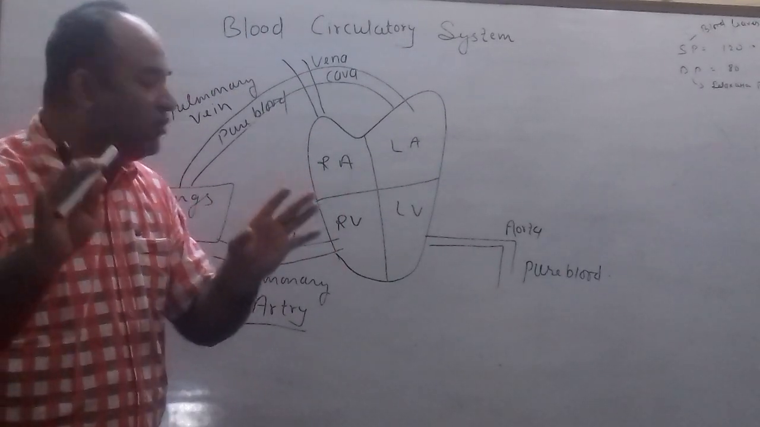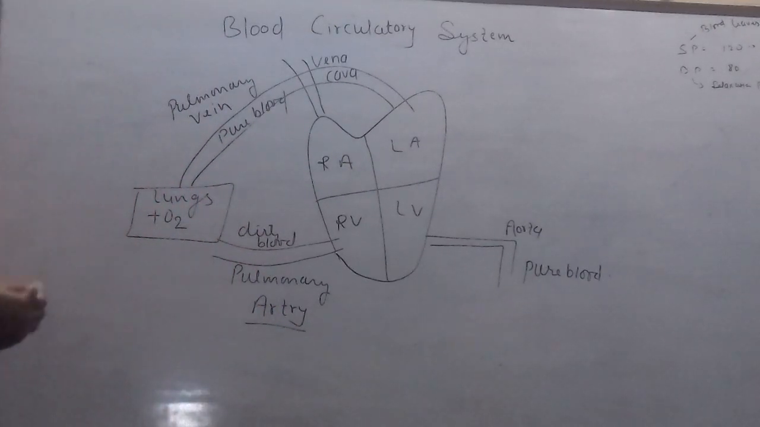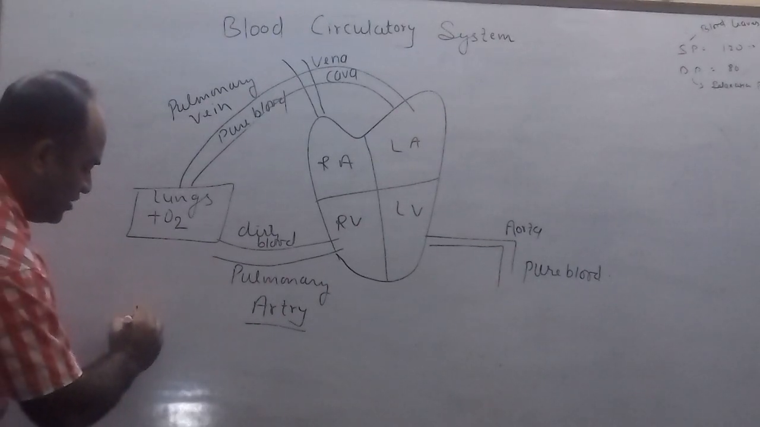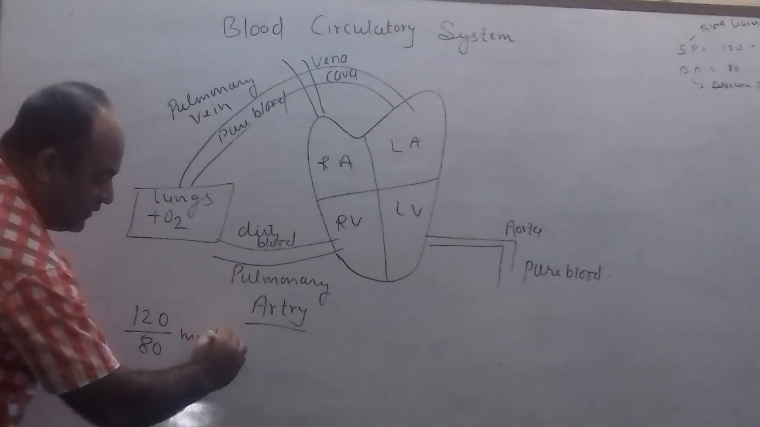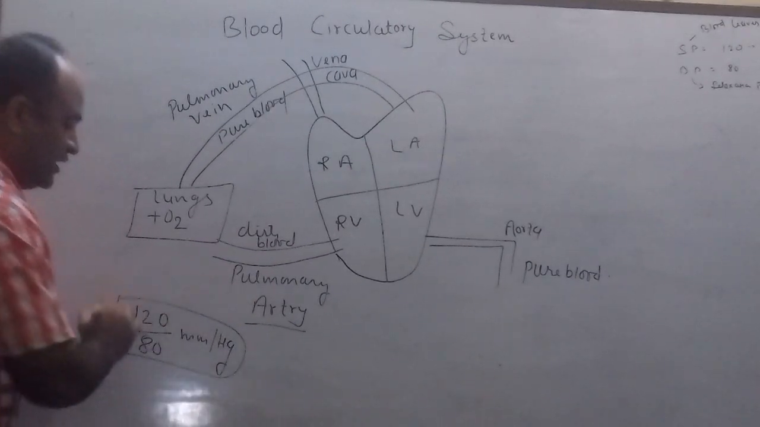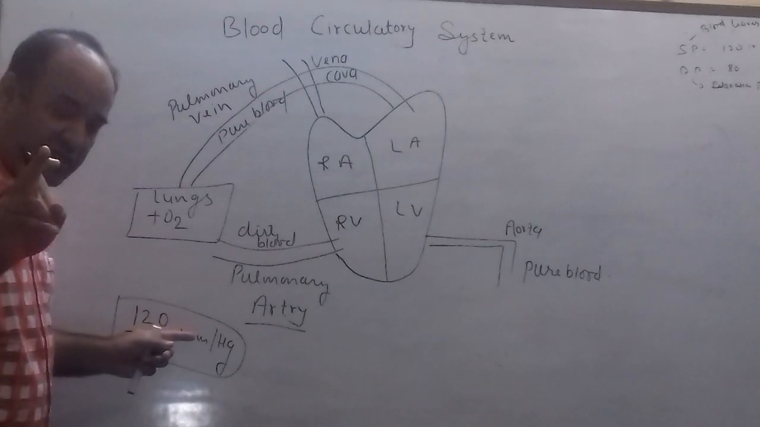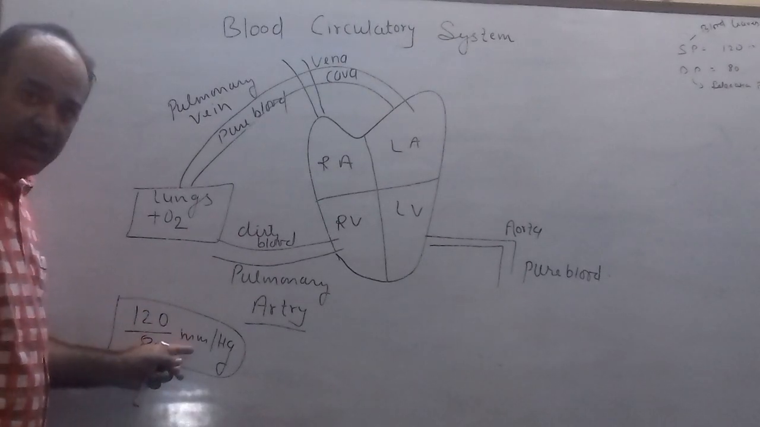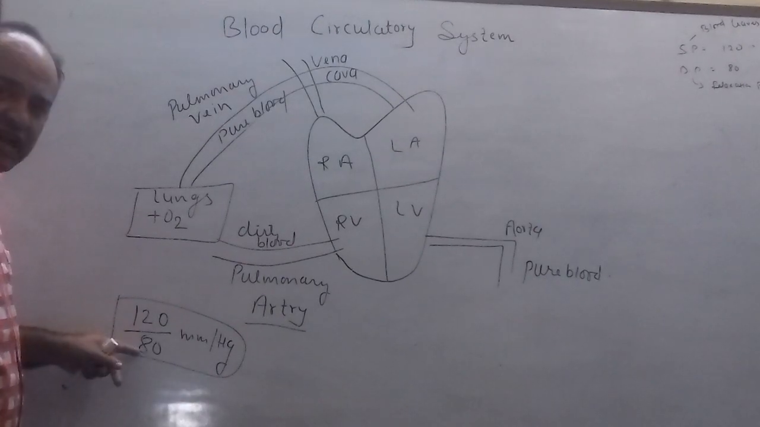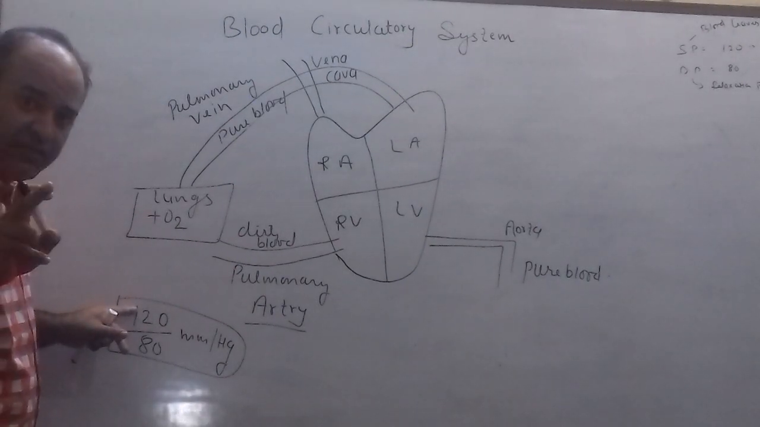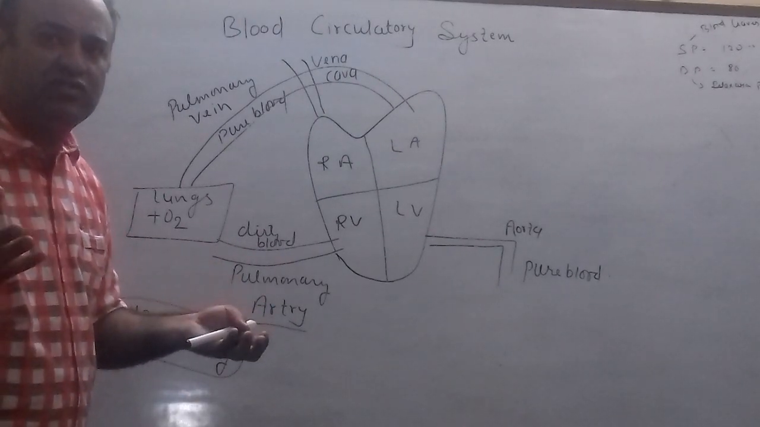What is the normal blood pressure of a human being? The normal blood pressure of a healthy human being is 120 upon 80 mm Hg. Remember this. This is systolic pressure and this is diastolic pressure. 120 is systolic pressure. What is the meaning of systolic pressure?